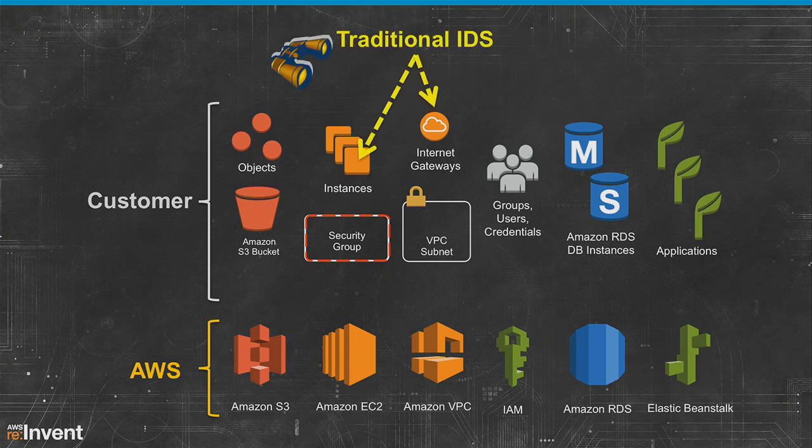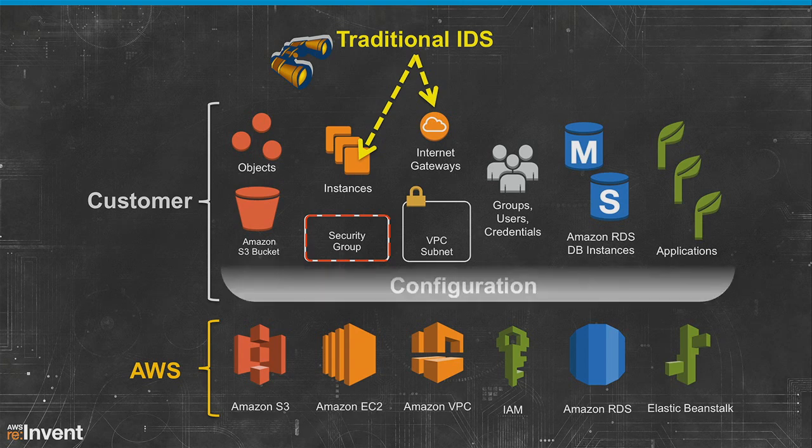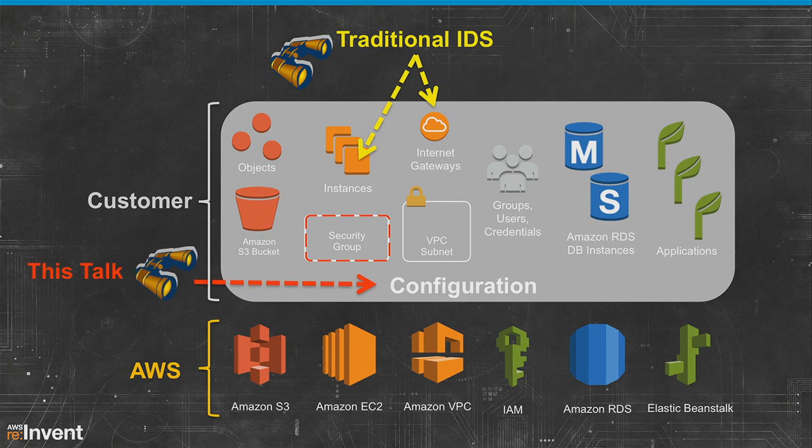So your traditional intrusion detection system might run on your EC2 instances, might monitor flows in and out of your VPC, but that's only part of the picture. What we really want to talk to you today about is monitoring and managing the overall configuration and definition of your application on top of AWS.